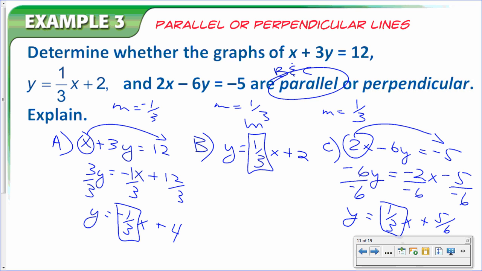Notice on all three of those, we had to get them in slope intercept form, right? So we know what the slope is, so we can compare the slopes. I don't have to graph them. Even if I wanted to graph them, I'd still have to get it in slope intercept form.